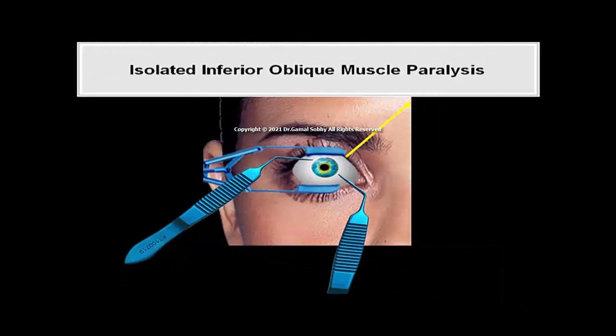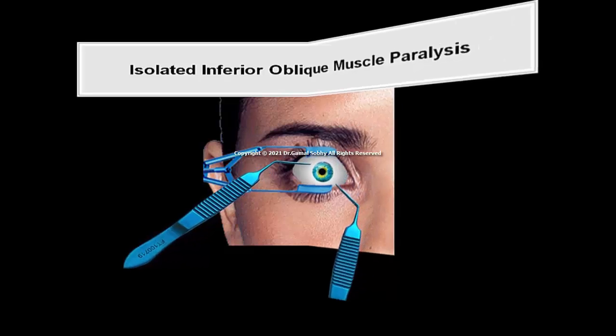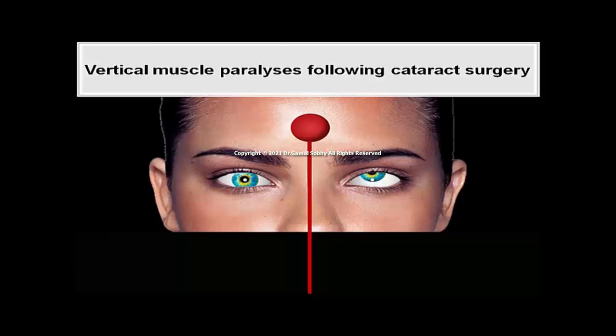The forced duction test is necessary in differentiating Brown syndrome from paralysis of the inferior oblique muscle. The forced duction test is positive in Brown syndrome and negative in inferior oblique muscle paralysis. Vertical muscle paralysis following cataract surgery consists of limitation of elevation or depression with diplopia. This complication is caused by the myotoxic effect of the anesthetic agent or by accidental injection of the muscle belly or the nerve supplying the muscle.